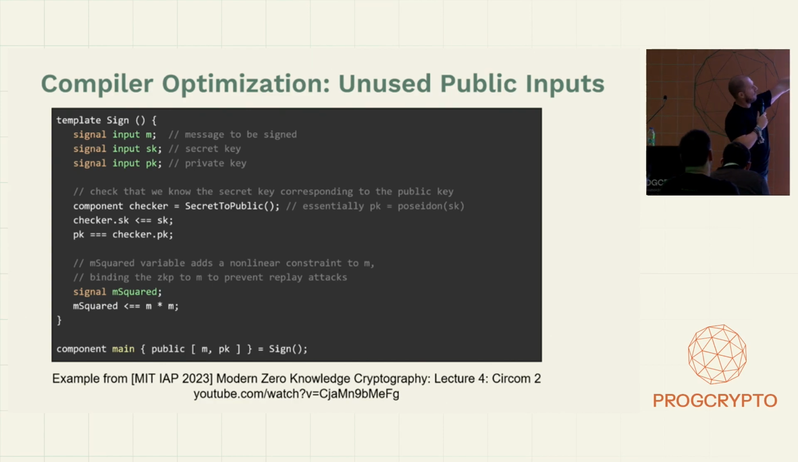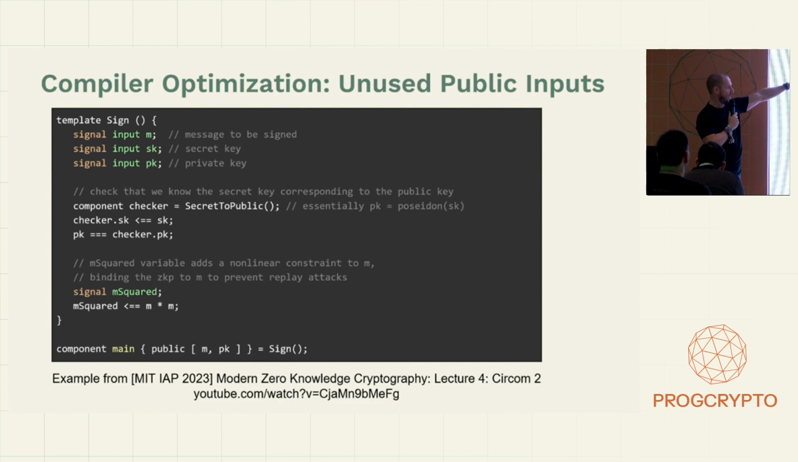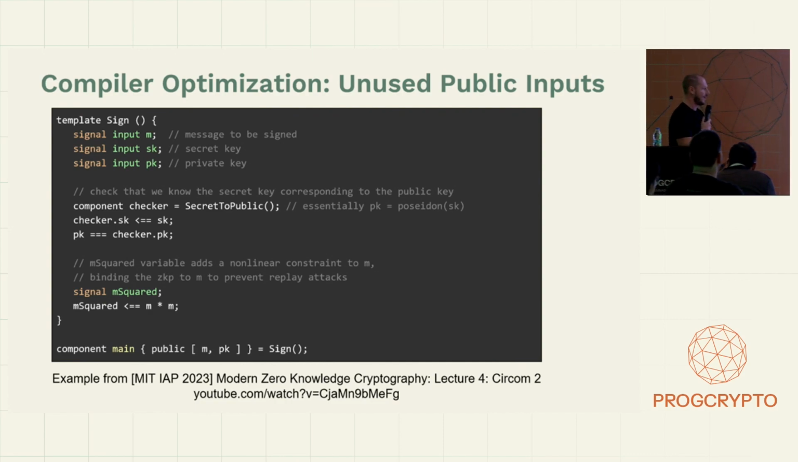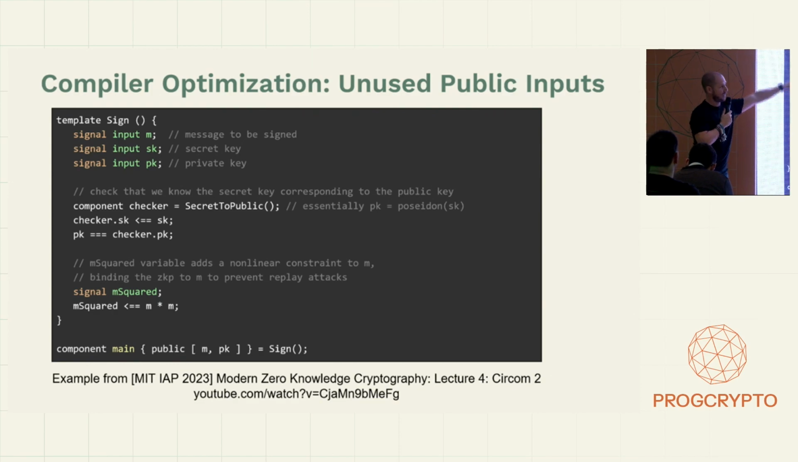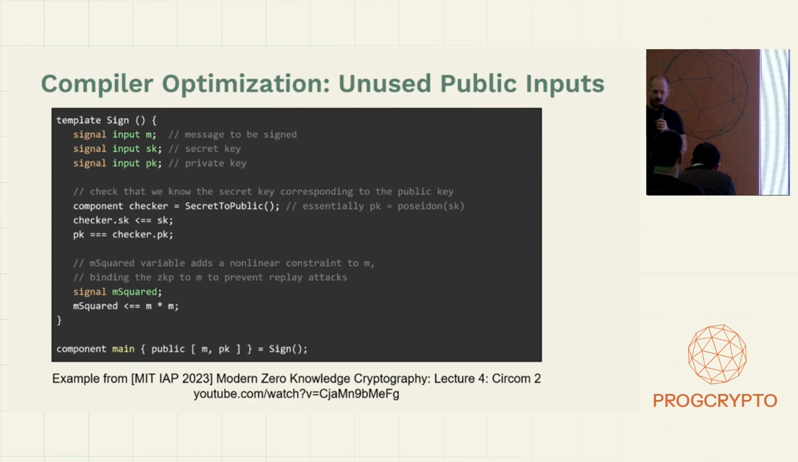So you have these inputs, you have the message, the secret key, and the public key. This circuit right here will basically return a signature that you can think of like you're signing with ECDSA. And you can see that the public inputs are the message and the public key. So the only secret input here is this private key. This right here is a problem.